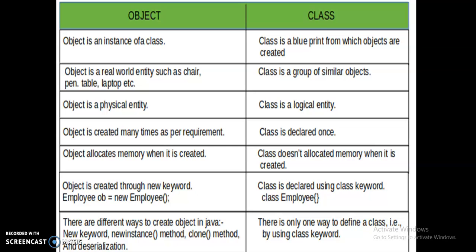Object is created many times as per requirement. Class is declared once. For a class, you can create any number of objects. Objects allocate memory when they are created. Class does not allocate memory when it is created. Object is created through the new keyword. Class is declared using the class keyword.